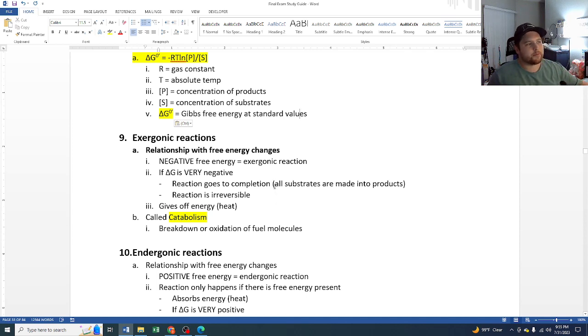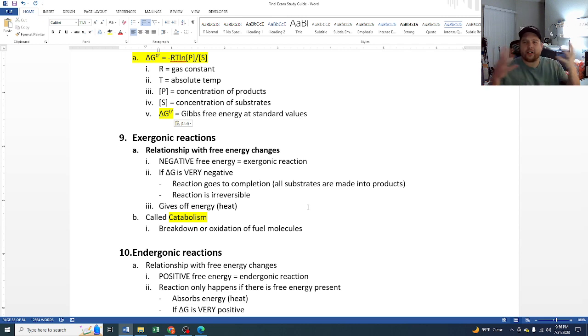Exergonic reactions. This is the relationship with free energy changes. So there's a negative free energy, which means the exergonic reaction heat is produced. So if delta G is very negative, the reaction goes to completion, which means that all the substrates are going to go into products. With a really, really negative number for delta G, it typically means that reaction is going to happen all the way. It's going to be irreversible, so it's not going to come back the other way.